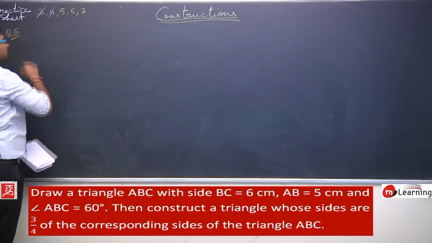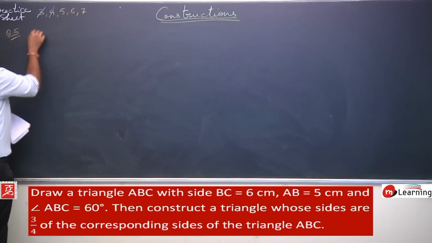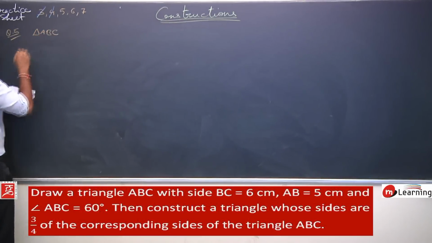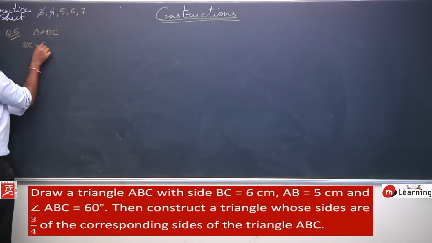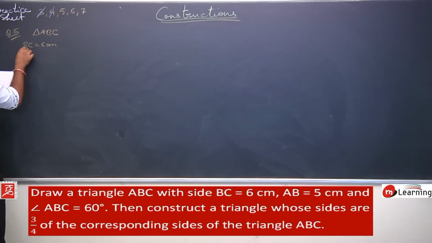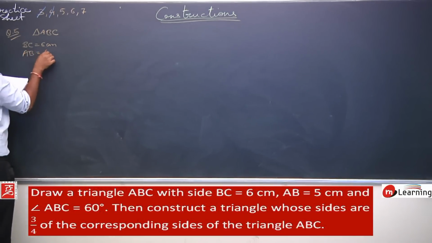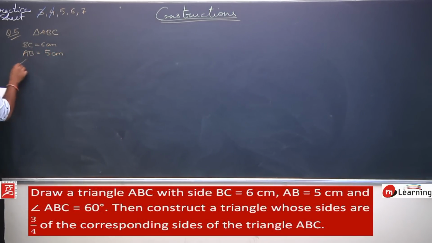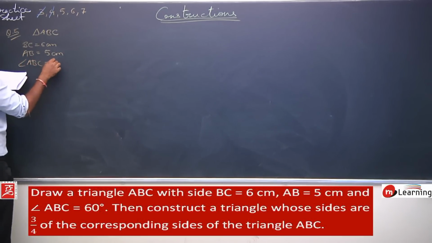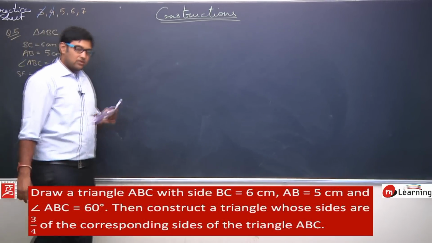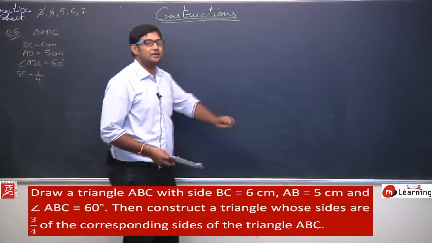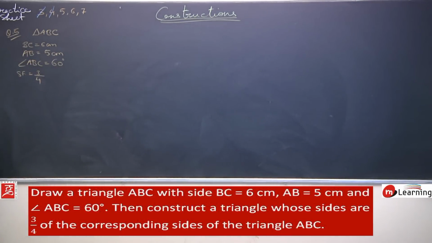Question number 5. I need to construct a triangle ABC. In the triangle ABC, what is given is BC is equals to 6 centimeters, and then AB is equals to 5 centimeters, and then angle ABC is equals to 60 degrees. You need to construct a triangle similar to this triangle, with the scaling factor is given as 3/4. Okay, so first let us construct the triangle ABC. How to construct the triangle ABC?